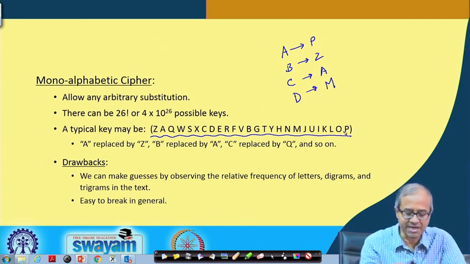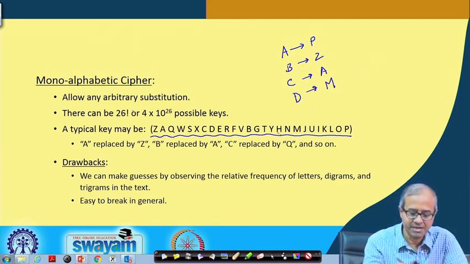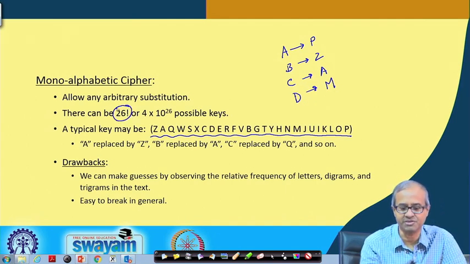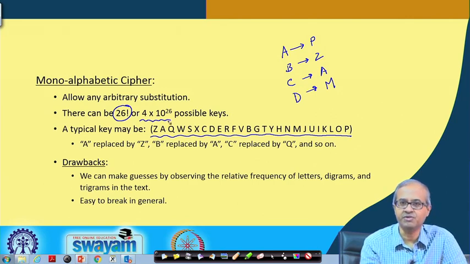And the other thing is that for 26 things, 26 letters in the alphabet, the number of possibilities are 26 factorial. So many permutations are possible, which comes to about 4 into 10 to the power 26, well, which seems to be a very large number.